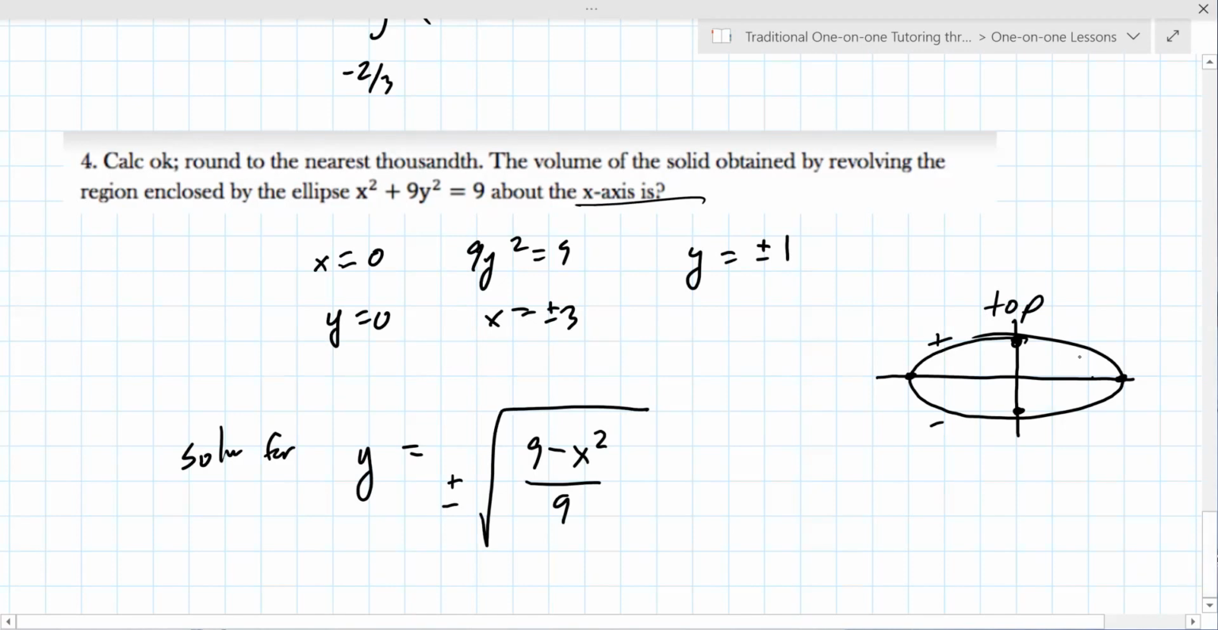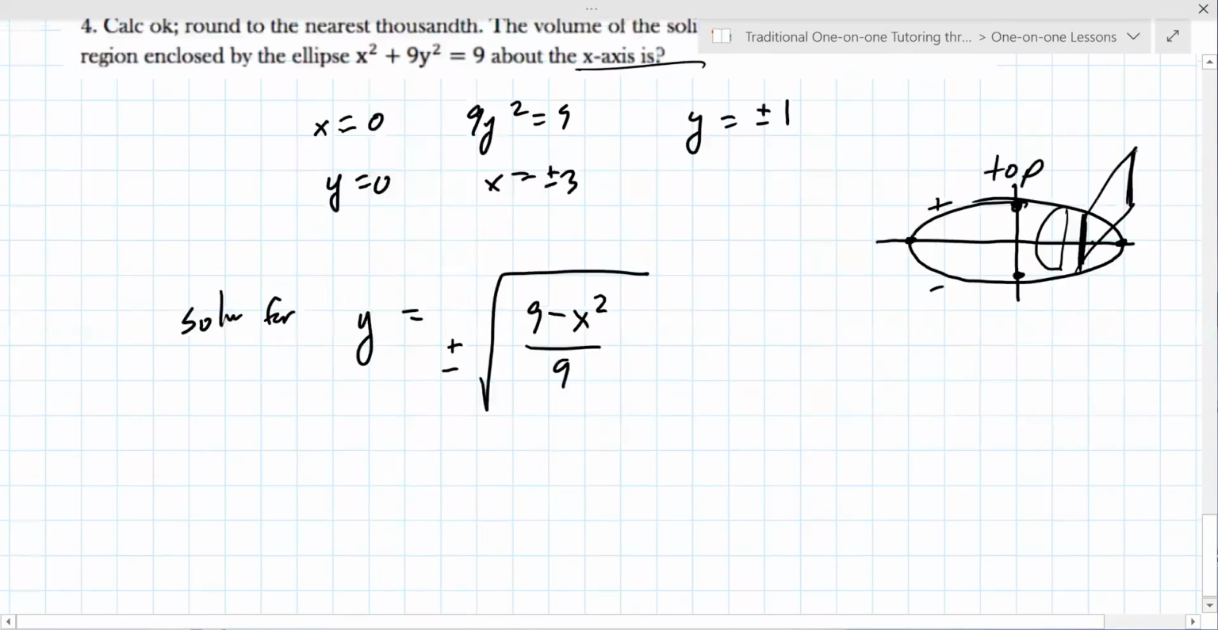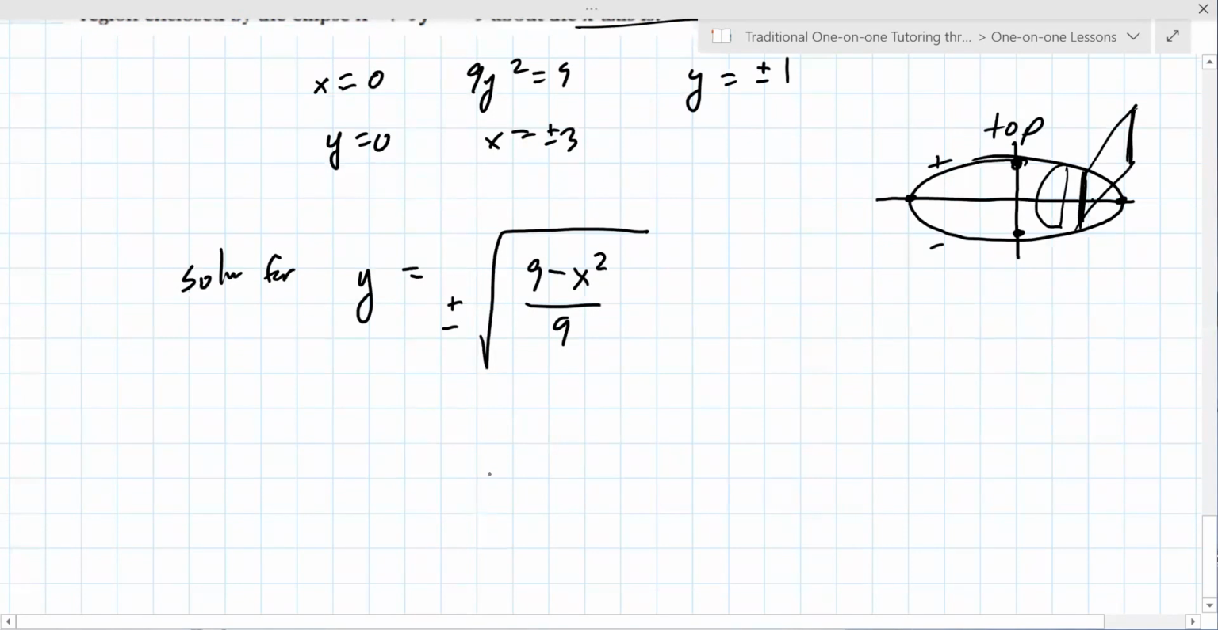If you were doing cross sections, which you kind of mentioned, you would need the top and the bottom. Like if your cross sections were squares or they were semicircles, then you need it. If you were doing this by hand, which is impossible, you would actually want to maybe rewrite this as 1 minus (x over 3) squared, because x squared over 3 squared is x squared over 9, all under the square root.